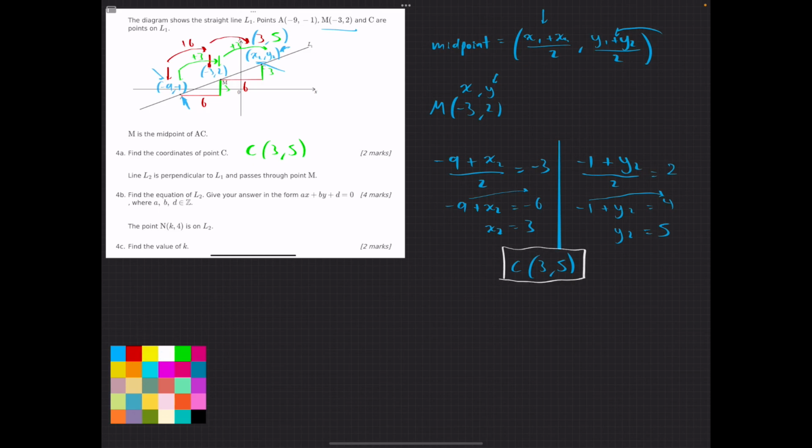Okay, let's see how much space we have here, whether it's possible to keep going. Line L2 is perpendicular to L1 and passes through point M. Let's write this on a new page.